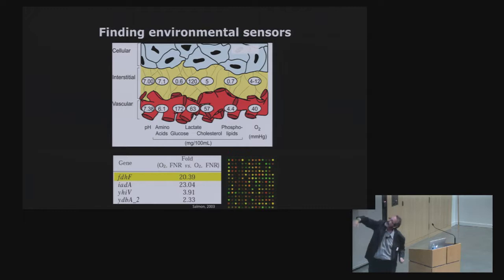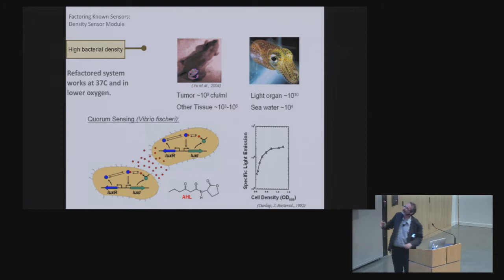For quorum sensing, we used the one from Vibrio fischeri. This senses density of cells. It's very cool. The cells secrete something that gets reuptaken. It's only when there's enough cells, is there enough stuff reuptaken that it can turn on its system. So it's a quorum sensing system.